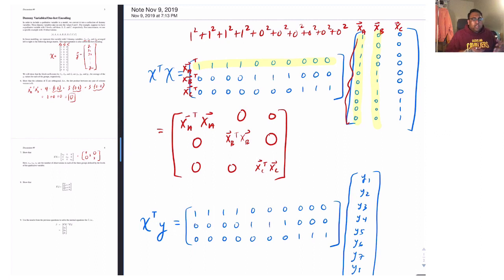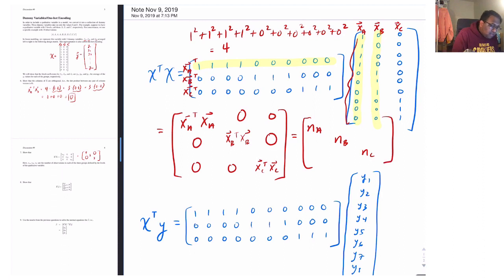Right? The dot product of a vector with itself is the sum of the squares of the elements in that vector. 1 squared is just 1, 0 squared is just 0. So this is just the number of elements in that vector that were equal to 1, which in this case was 4. More generally, it's equal to the number of elements in that vector that were equal to 1. So that gives us this definition of NA, NB, and NC as we saw before.